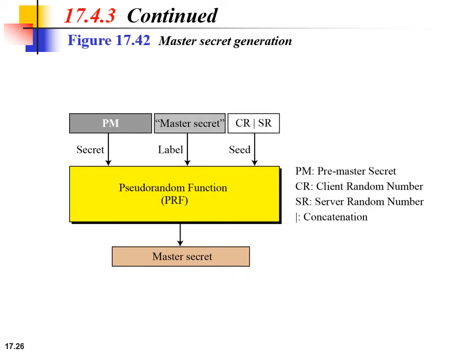Here we are going to discuss the generation of the master secret in TLS. TLS uses the pseudorandom function to create the master secret from the pre-master secret, and this is achieved by using the pre-master secret as the secret and the string "master secret" as the label, and the concatenation of the client random number and the server random number as the seed.